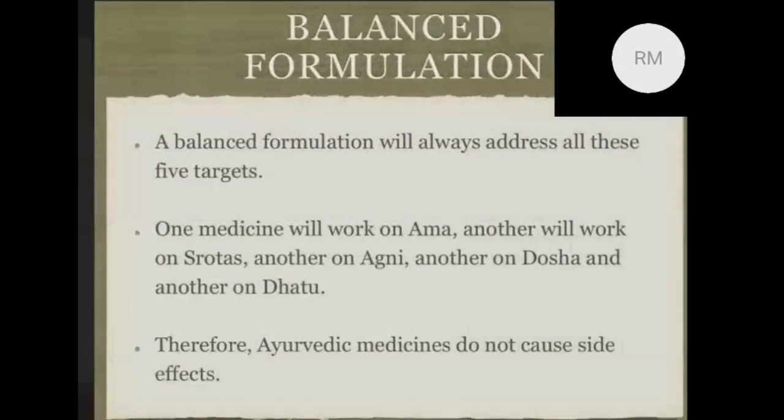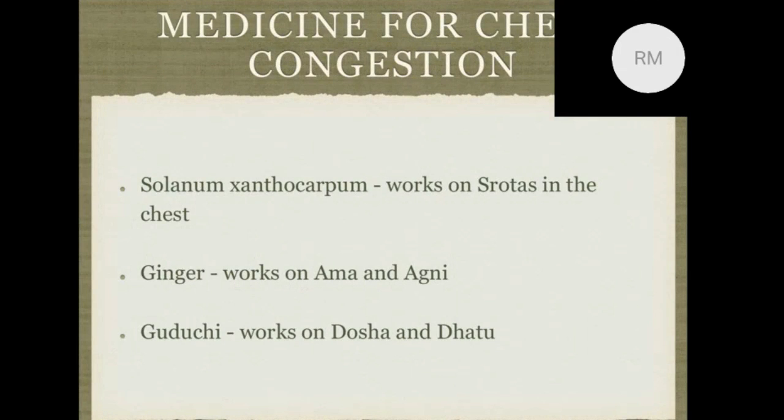So, medicine for chest congestion, for example, I want to give a simple herbal formulation in Ayurveda, which uses 3 herbs. That is Solanum xanthocarpum, ginger, dry ginger, and then guduchi. This plant is called Tinospora cordifolia in Ayurveda. So these 3 herbs are used together to relieve congestion in the chest, and also the fever associated with chest congestion. And we find that this formulation is very effective. It's very commonly used in Ayurvedic practice.